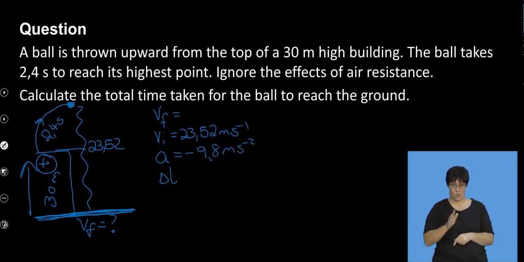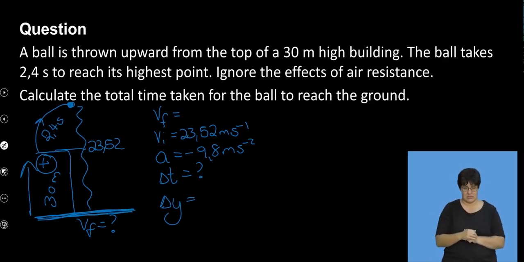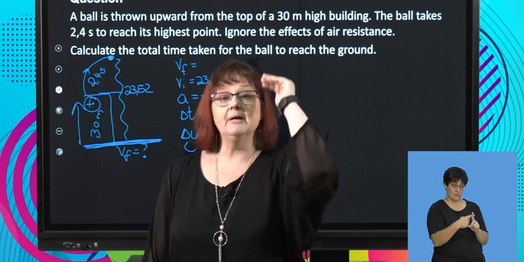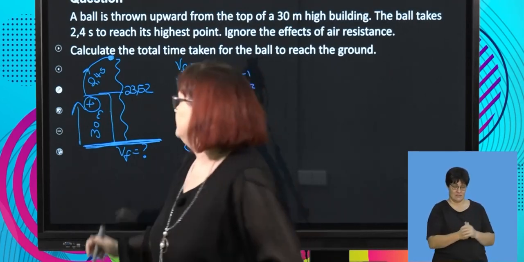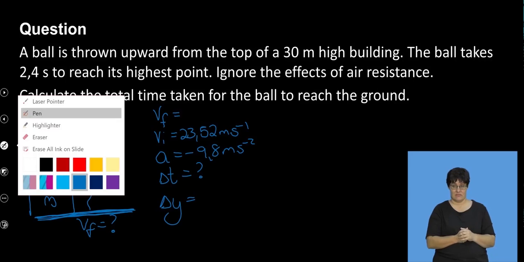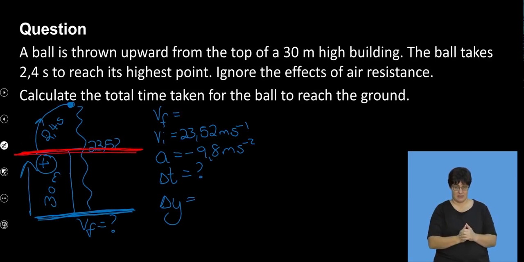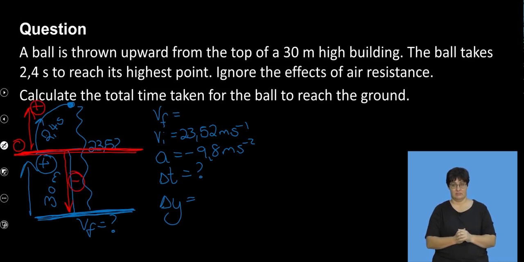Delta T is what I'm looking for. Now we've got to discuss what delta Y is. We said up is positive. Anything that goes below my starting point is negative. Over here, this is my starting point. That's my 0 line. Anything that goes above it, so any displacement above that, is positive. Anything below it is negative.